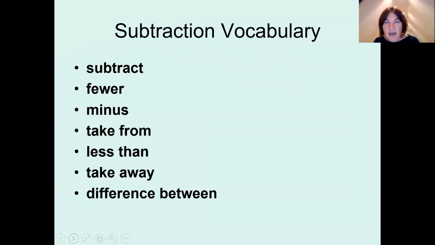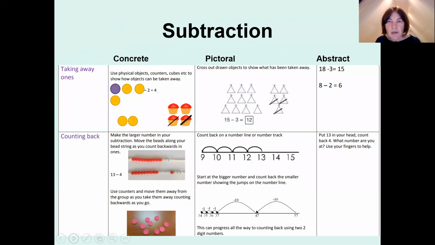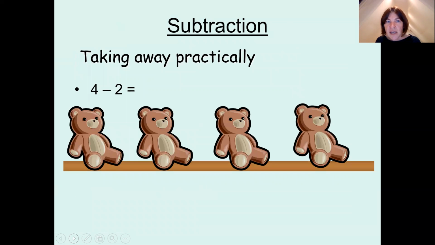Then the subtraction vocabulary. So again, this is being slowly introduced from reception: subtract, fewer, minus, take from, take away, less than, and the difference between, which is the tricky one. And again, this is from our calculation policy. So we've got the 3 stages of the concrete, the pictorial, and the abstract. And we start with taking away ones. Then we've got this idea of counting back.